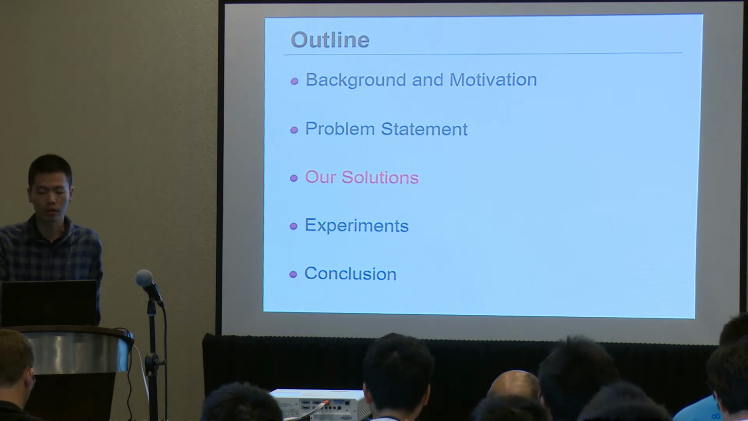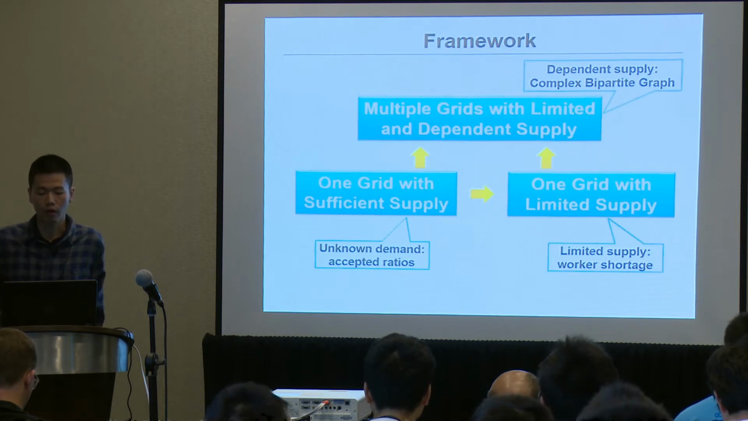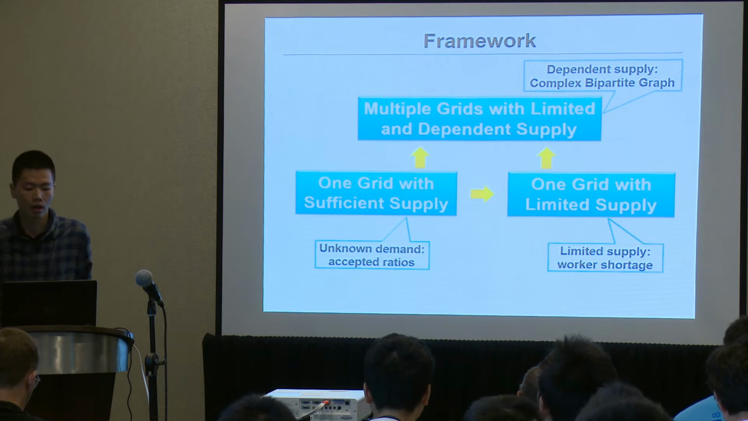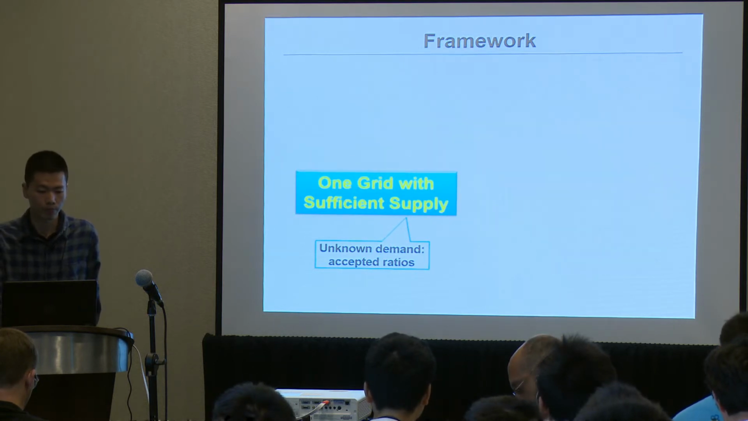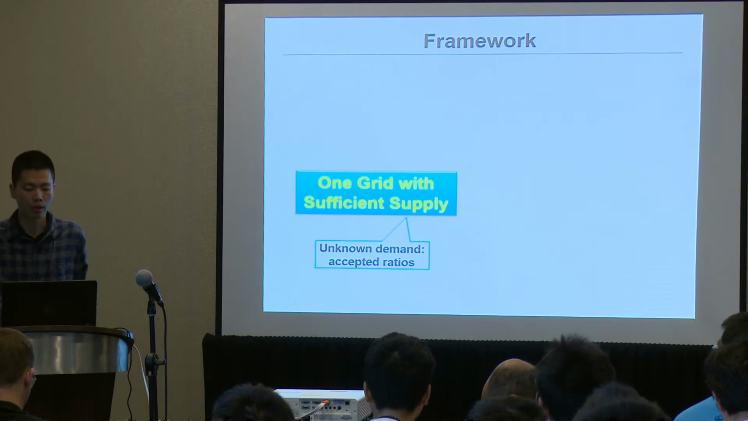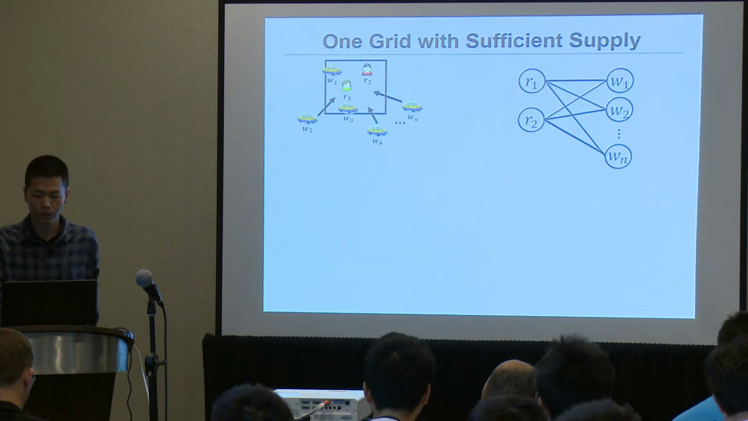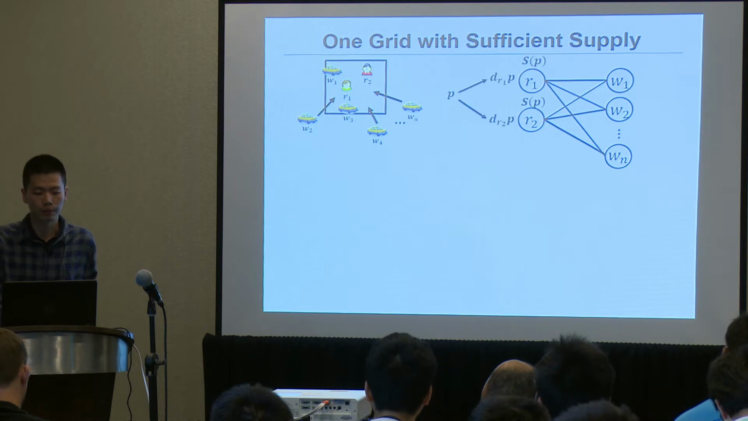Next, we present our solutions. Our framework is as follows. We start with special cases and extend them to multiple grids. We first consider one grid with sufficient supply. We offer a single price p.